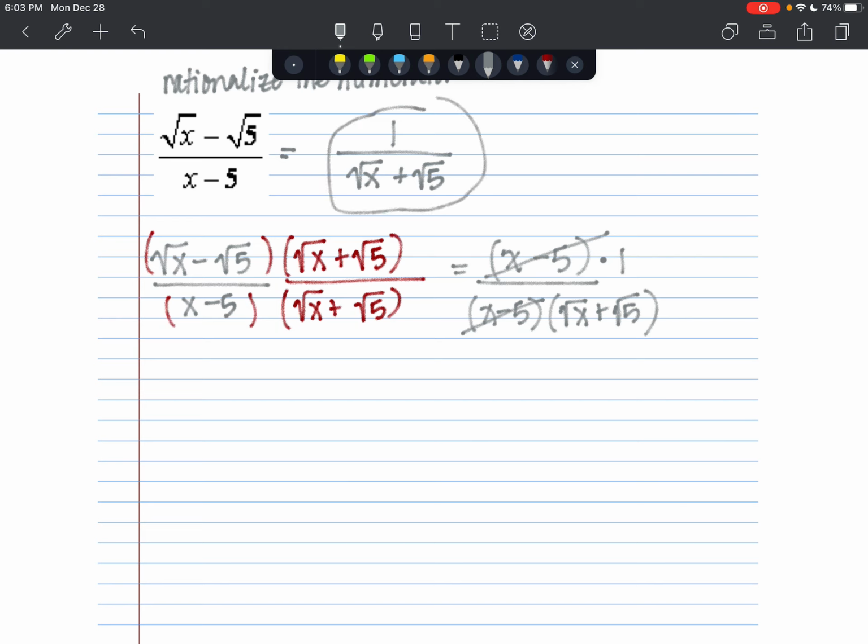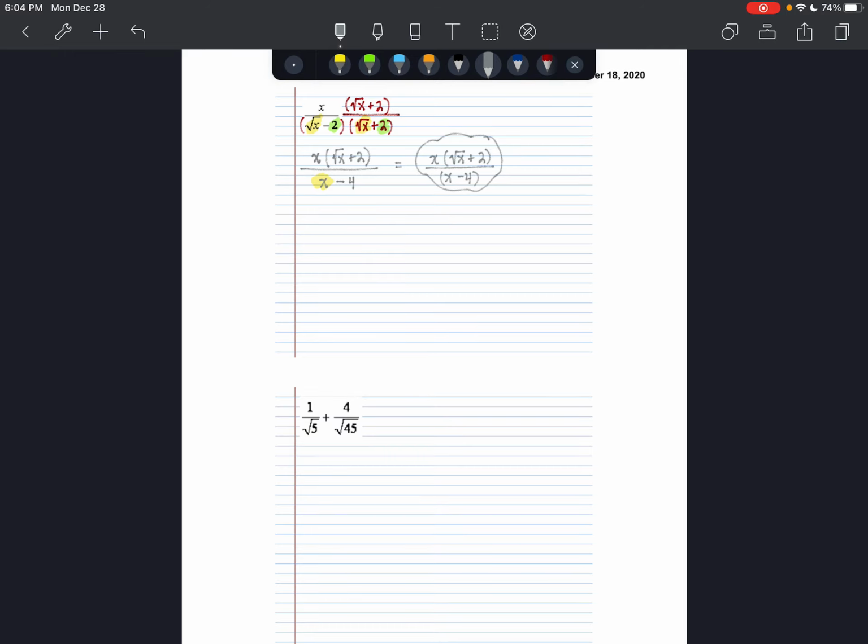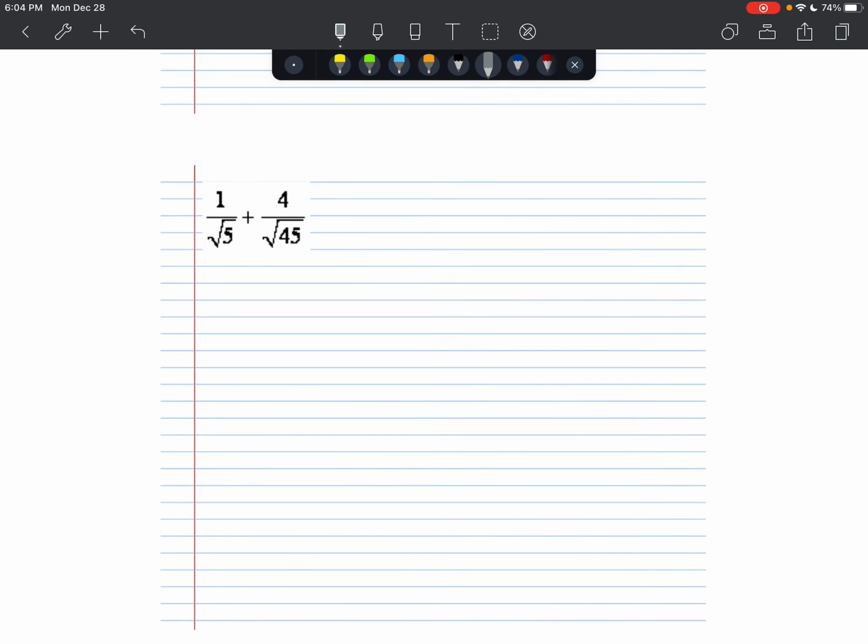Now, this is going to be a little challenging, this homework, because every once in a while you get something that's different than all the other problems. For instance, 1 over the square root of 5 plus 4 over the square root of 45. Like, where did that come from? It came from everything that we've been doing. We're going to put it all together here, and we're going to try and add these two fractions.